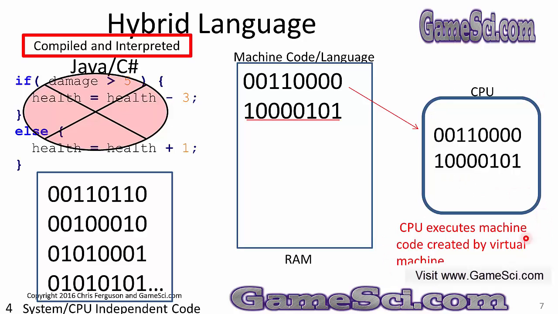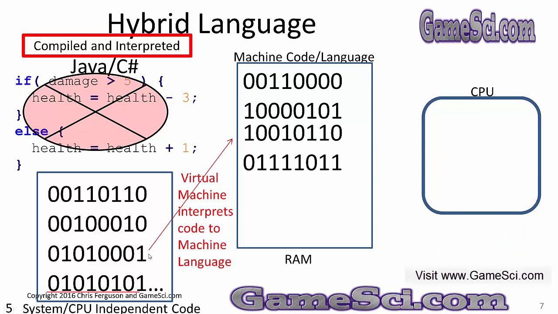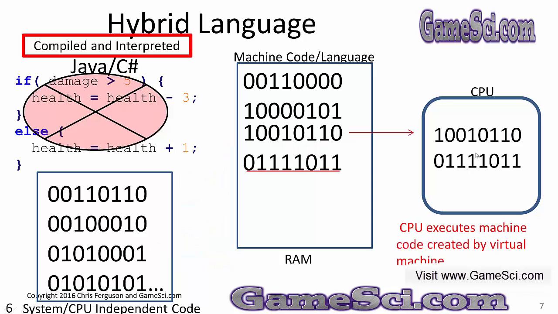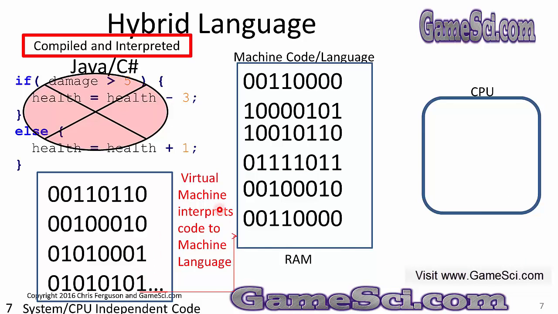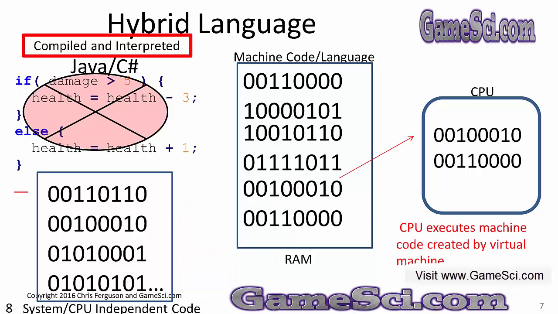The CPU executes the code created by the virtual machine. Once that is done, we'll go to the next set of system independent code, and the virtual machine will interpret the system independent code into CPU specific machine code. From there, it'll go to the CPU and execute that code created by the virtual machine. Finally, the virtual machine interprets the last bit of code here into CPU specific code. The CPU specific code then gets sent to the CPU for execution.